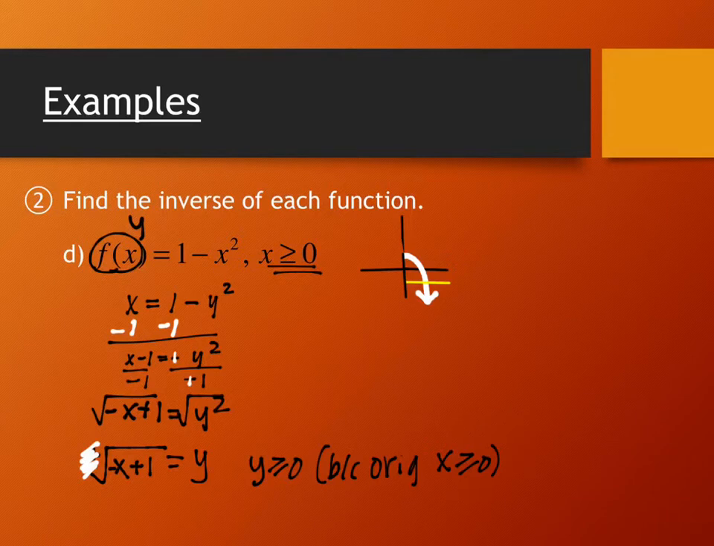So my equation is y equals the square root of 1 minus x, or negative x plus 1. And if I write it in inverse notation, then I get f inverse of x equals the square root of negative x plus 1.